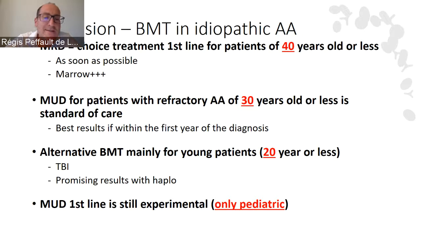For the match-unrelated donor first line, I'm still claiming it's experimental. I know that not all experts are on my side, but there are so many that are. I think that we have to be very careful using this strategy because we don't have yet the real good study, meaning patients who have a match-unrelated donor, who have an indication for transplant, but were not transplanted. So that's the way we decided to answer it in France.